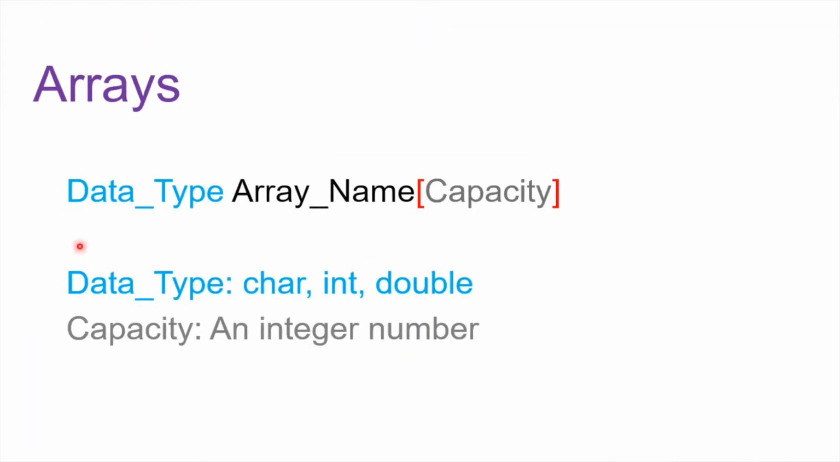This is the way you can declare an array with the data type, the name of the array, and also the capacity. The data types are what you have already learned. Just use any of the basic data types there. The capacity is an integer number to tell the compiler how many elements.